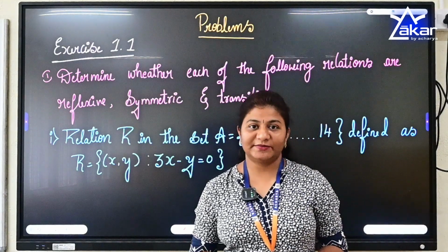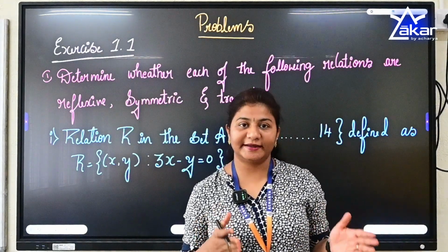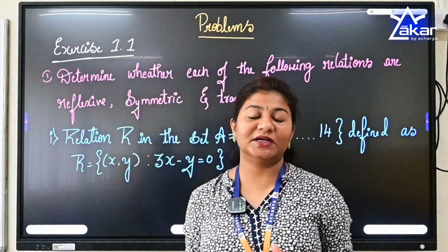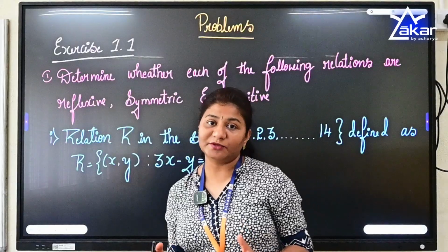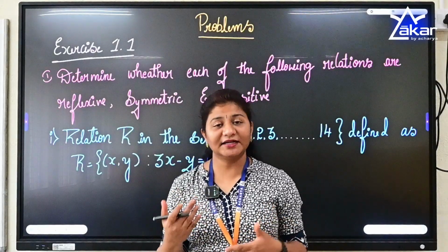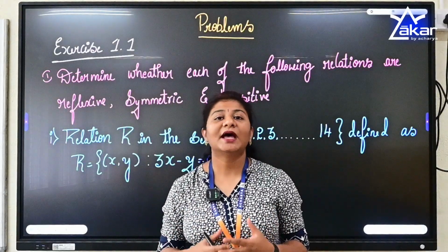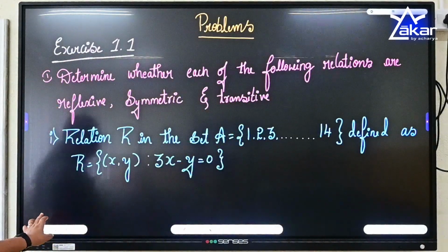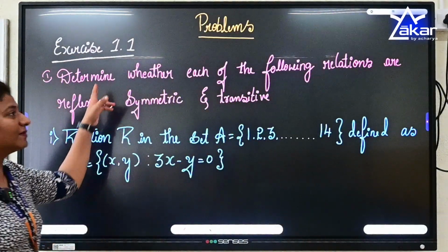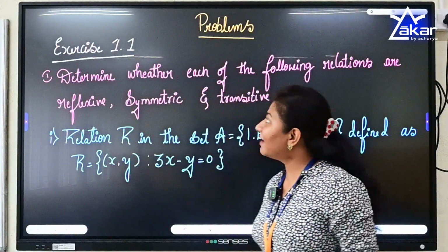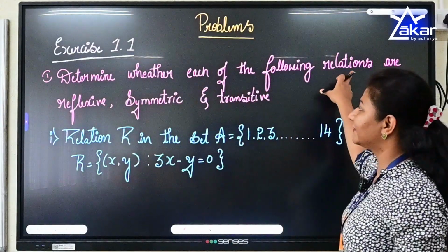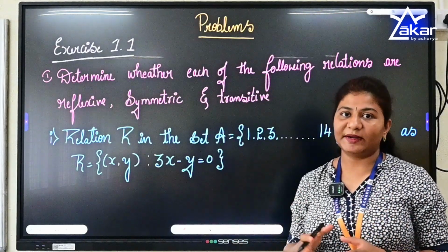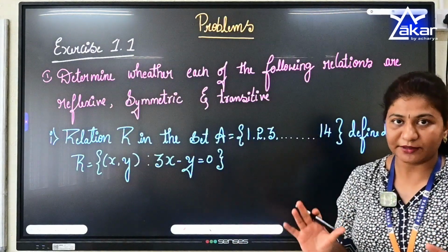In the previous concepts we learnt about relations and types of relations, and the next concept we learnt was functions and types of functions. So now let us learn about the problems for the entire journey. According to the given condition, you have to determine whether each of the following relations is reflexive, transitive and symmetric, whether it is true or not.